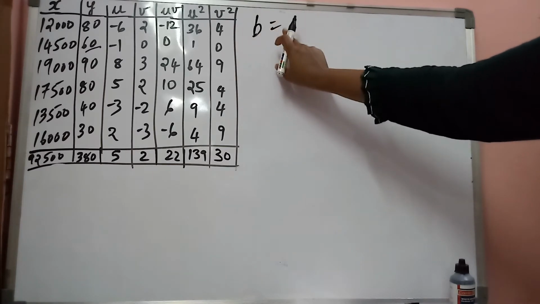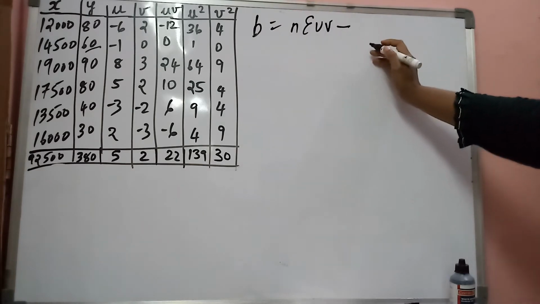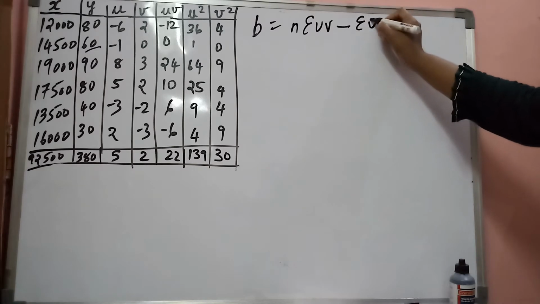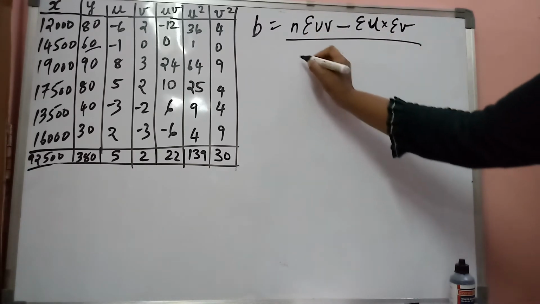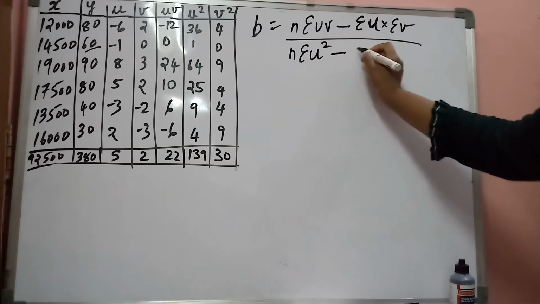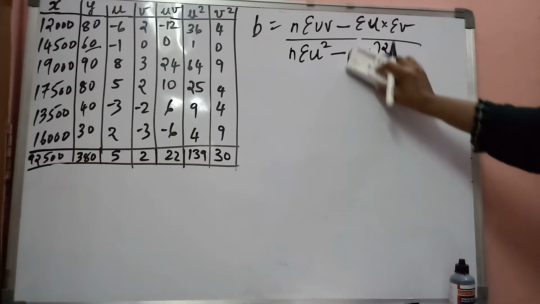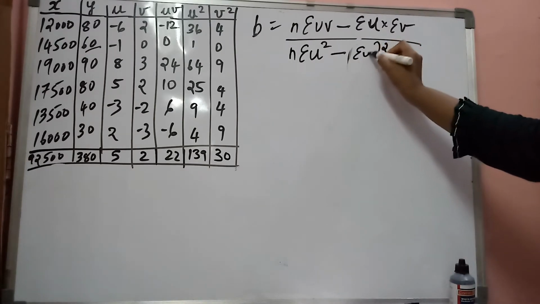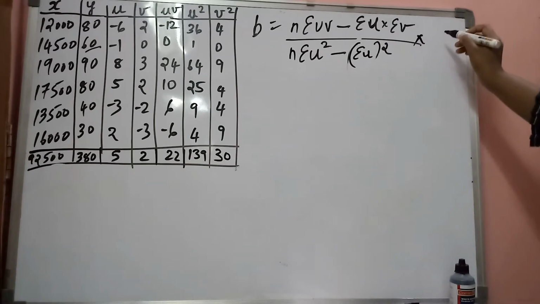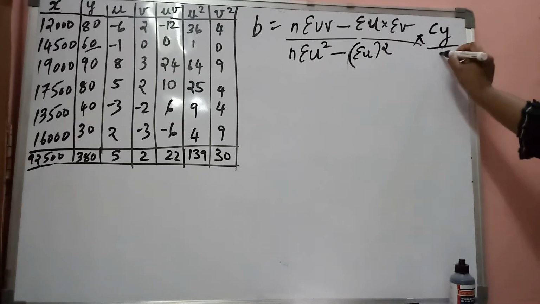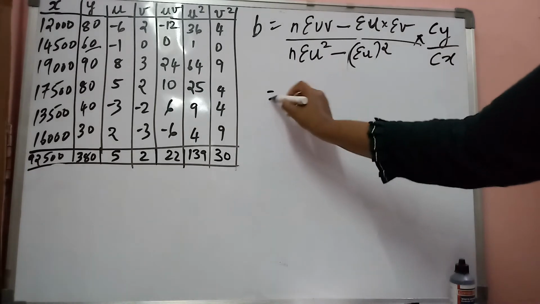So B is equal to n into sigma uv minus sigma u multiplied by sigma v, divided by n into sigma u square minus sigma u the whole square. This is my sigma, okay? So sigma u the whole square. Then very carefully you have to write that cy divided by cx. Clear? So let's calculate what is my n.